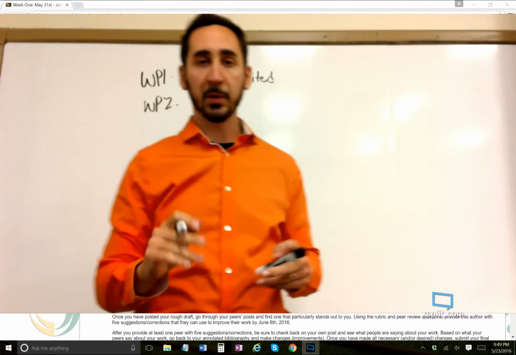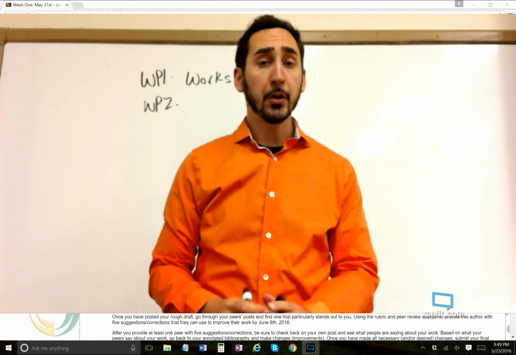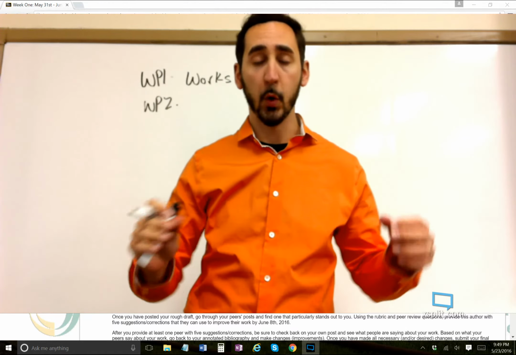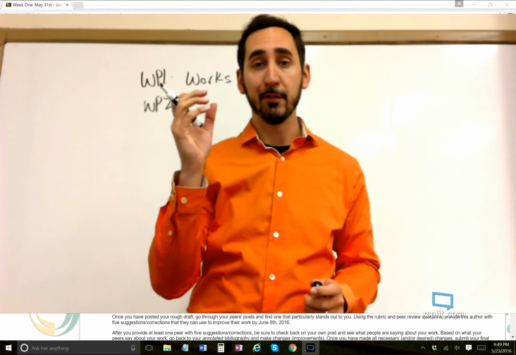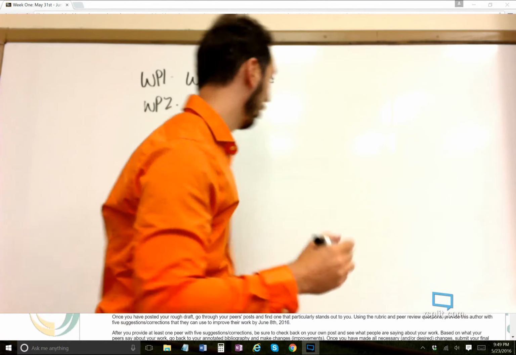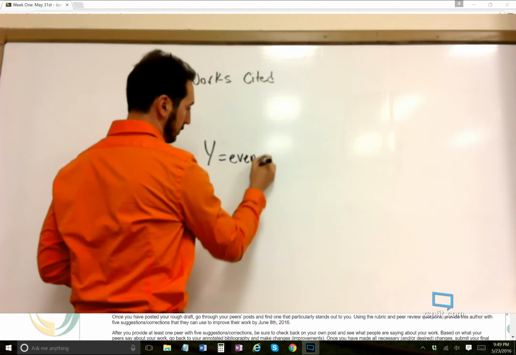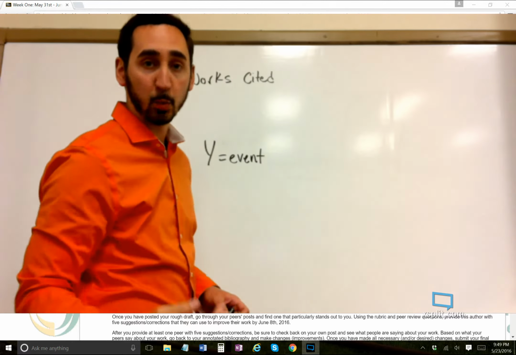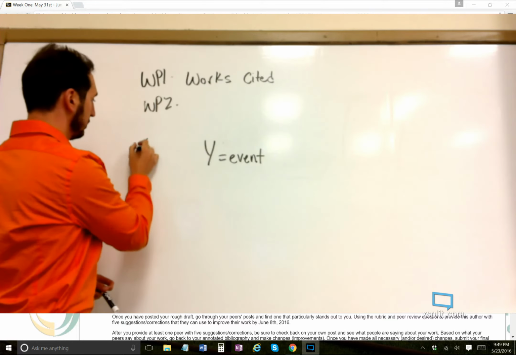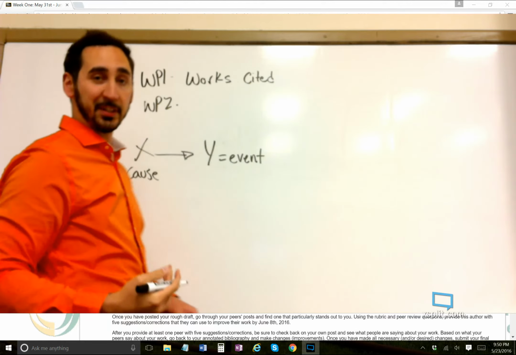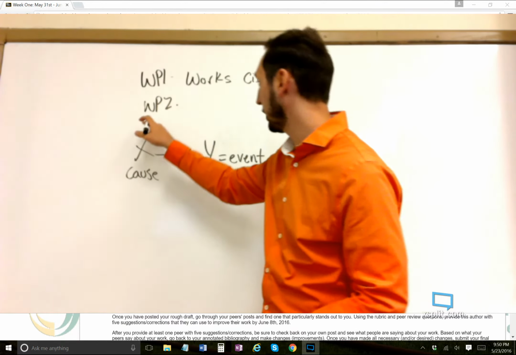Let's talk about writing project 2 for a second. Writing project 2 is what we call causal analysis, meaning you look at two things, an X and a Y variable. Now it sounds all confusing, I know. But really what you're looking at is an event in someone's life. That's what we're going to call the Y. The X is what causes that event. So essentially it's called a cause and effect paper. That's what writing project 2 is.